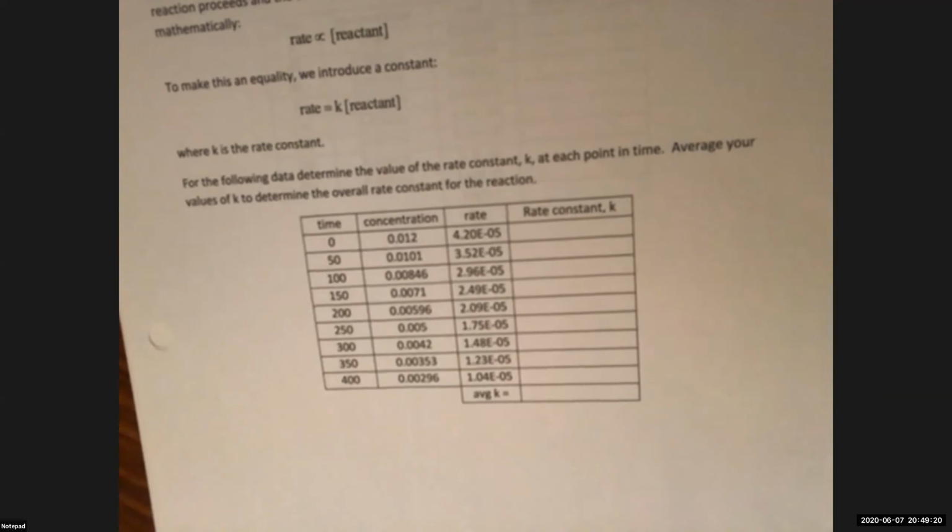So what you want to turn on is the notepad. So let's look at this. This talks about the rate law at the top. There's a description, but the worksheet says, for the following data, determine the value of the rate constant at each point in time. Average your values of K to determine the overall rate constant for the reaction. So this is the same worksheet that was on the slide.